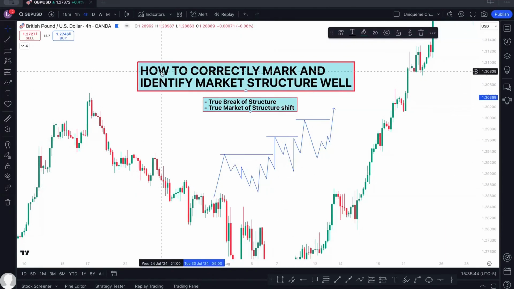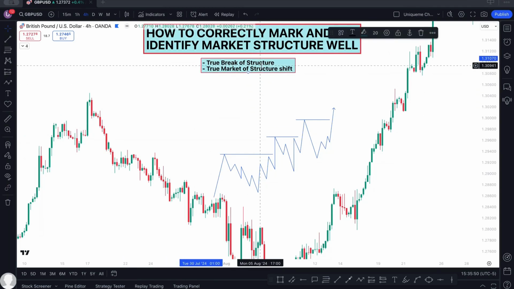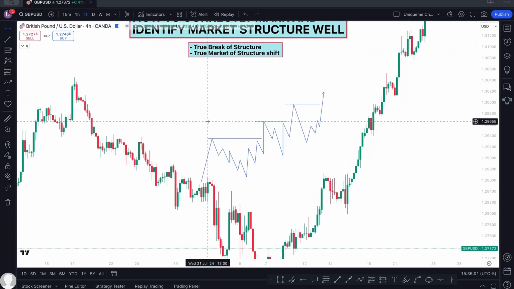Now, today's topic is how to correctly mark and identify market structure very well using the ICT method. I got to understand that marking market structure as an ICT trader is entirely different from marking market structure as a retail trader. They mark structure in an almost similar but different way. Marking structure on your higher time frame, 1 month, 1 week, 1 day, is entirely different from how you mark your market structure on your lower time frame below 1 day.